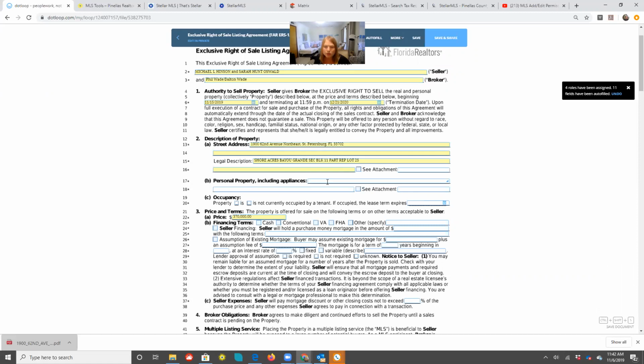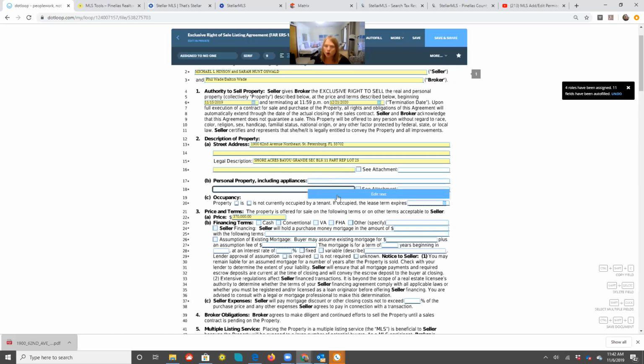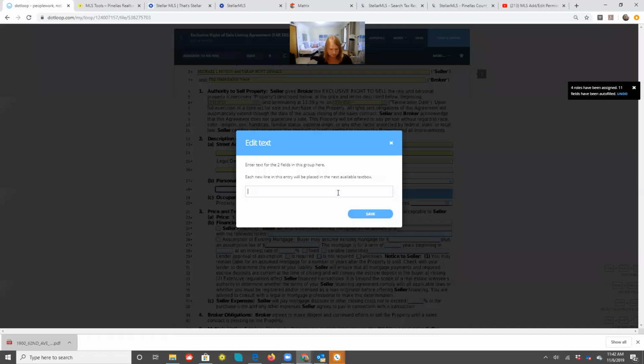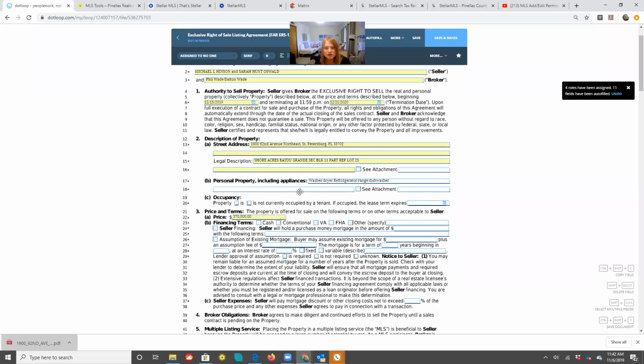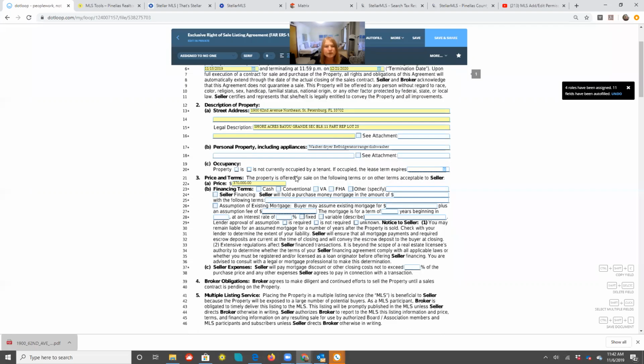Personal property, including appliances. I do write in if the washer, dryer, refrigerator, and range are going to be included. I write that stuff in there. Anything that's excluded, you would write, I think, at the end.